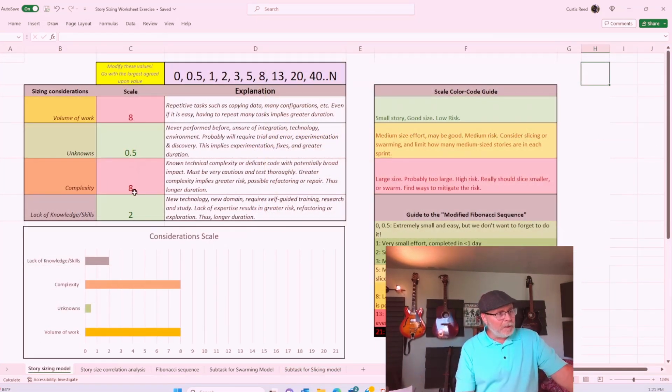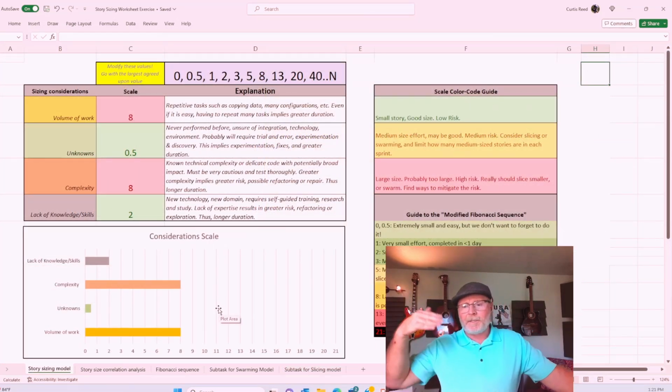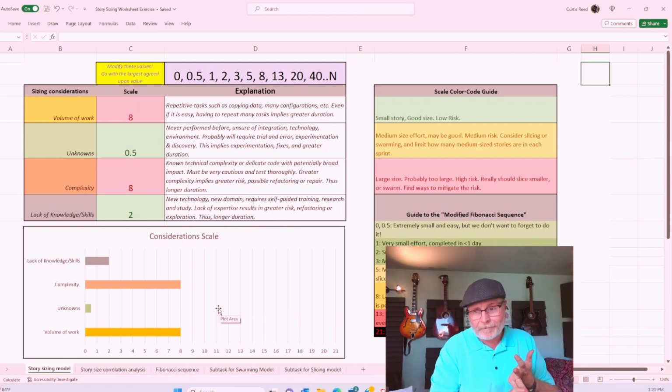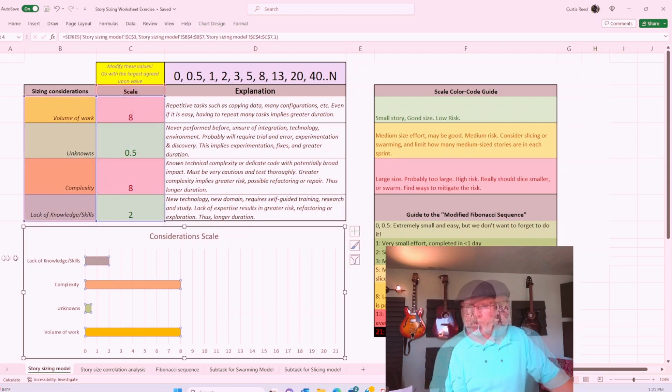When I would get a big story like that, I'd take them back through the step dependencies and those questions and see, what can we slice? Can we swarm it? How can we reduce the duration and reduce the size of this story? Generally, it works very well.